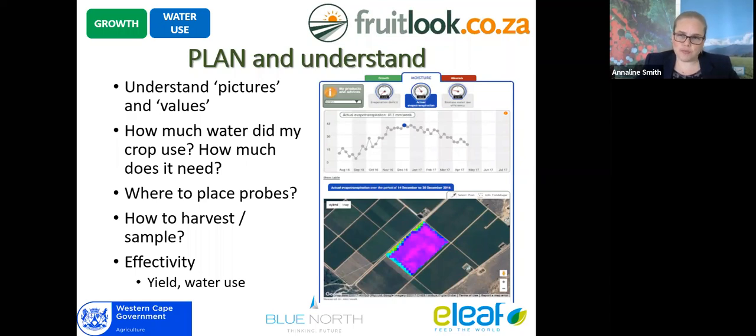So that's why it's so important to make sure that your probes are placed in the correct spot. Then you can look at how to harvest or sample.